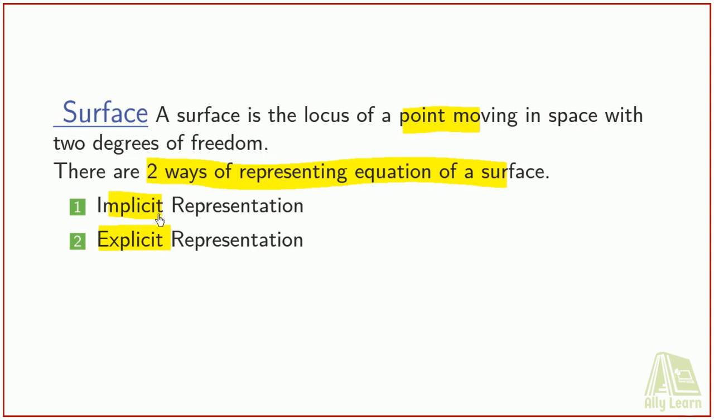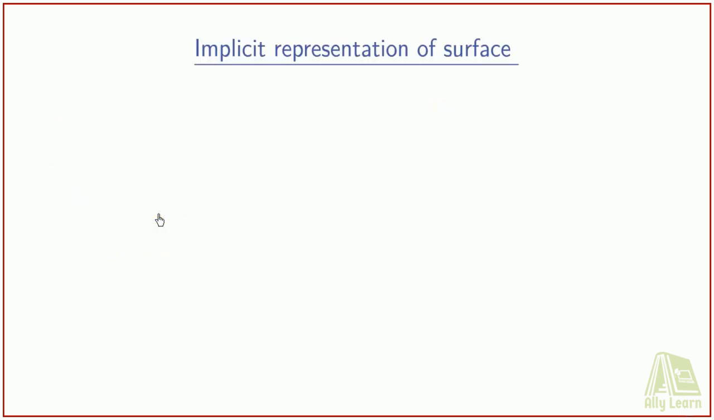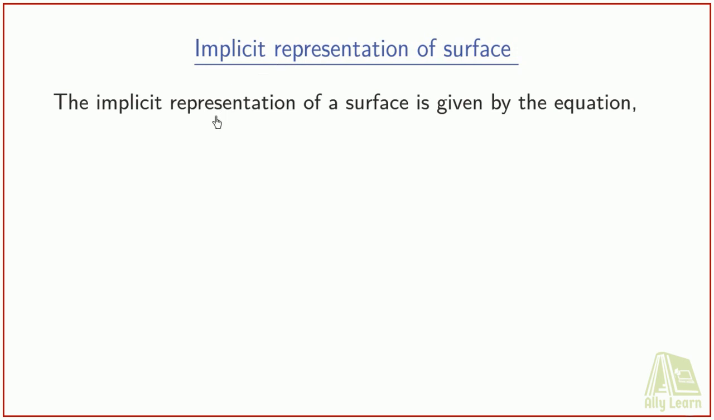Now let's see what is implicit representation. Initially I said that a surface involves three variables. So what happens in implicit representation? The three variables are connected by a single function. The implicit representation of a surface is given by the equation: it consists of all those x, y, z in R cube such that f of x, y, z equals 0, where f is some function. Here the three variables x, y, and z are related by this single function f. That is called the implicit representation.